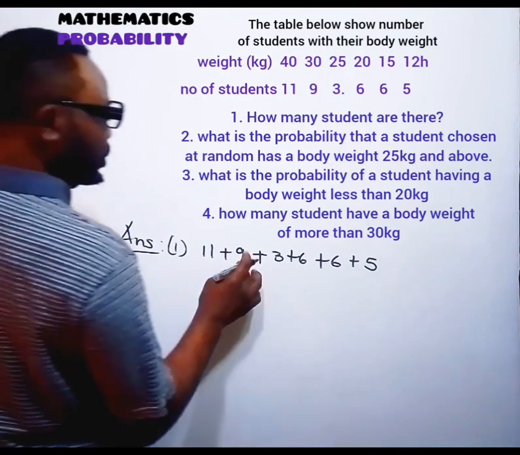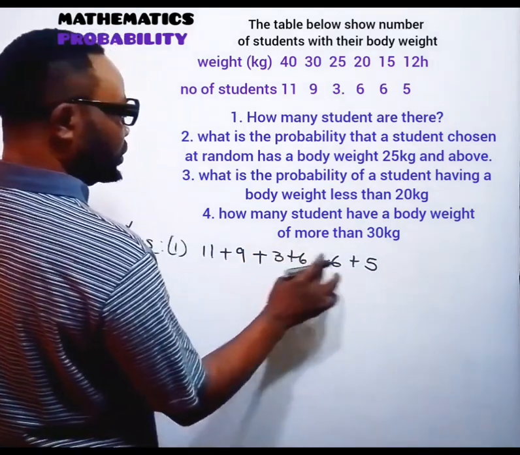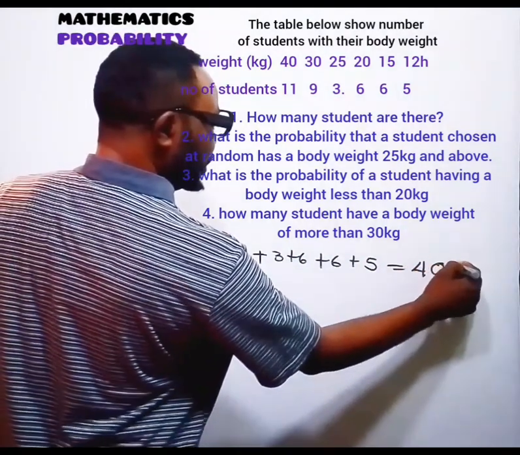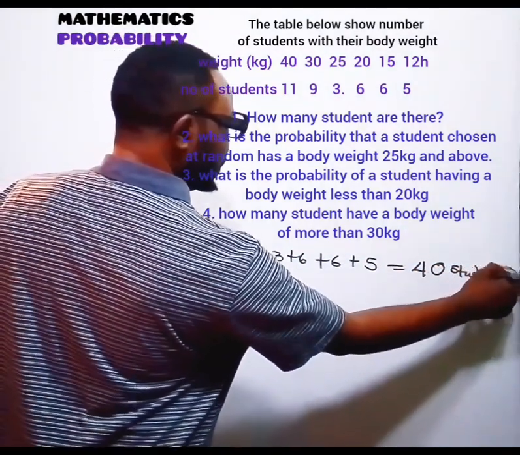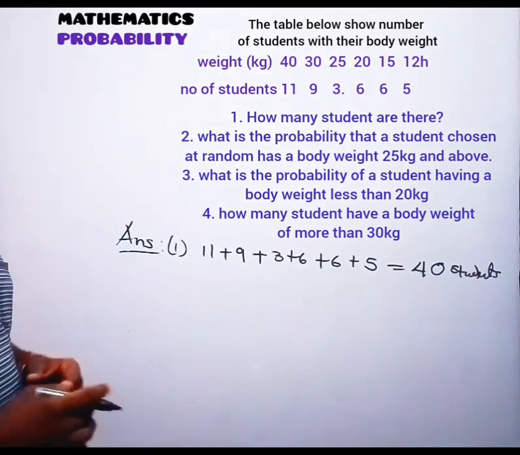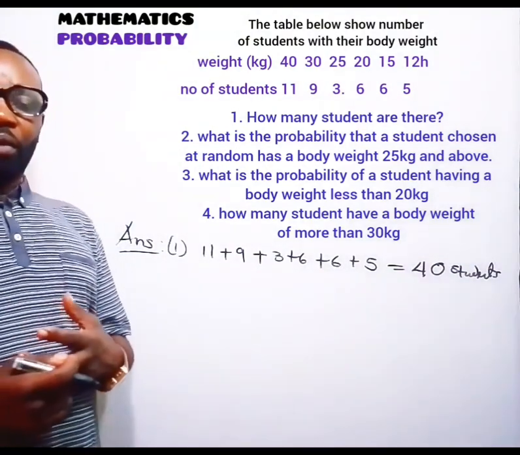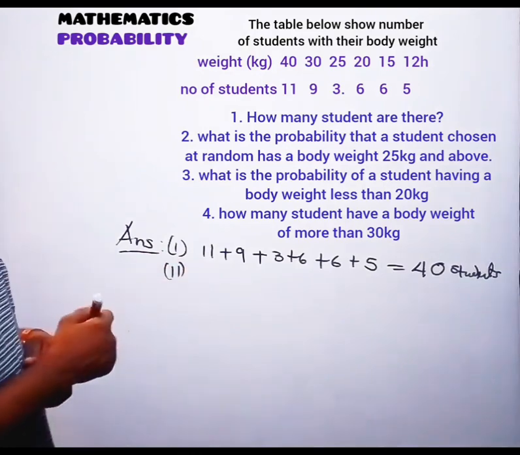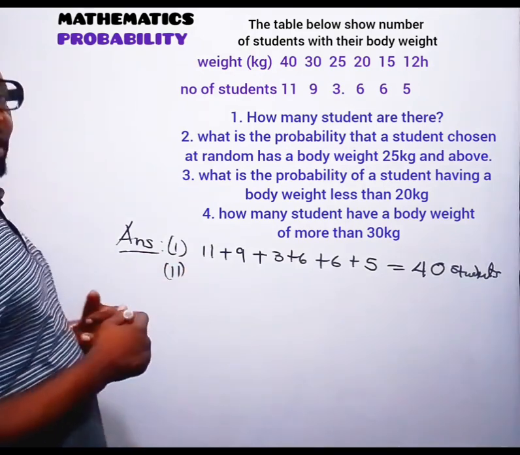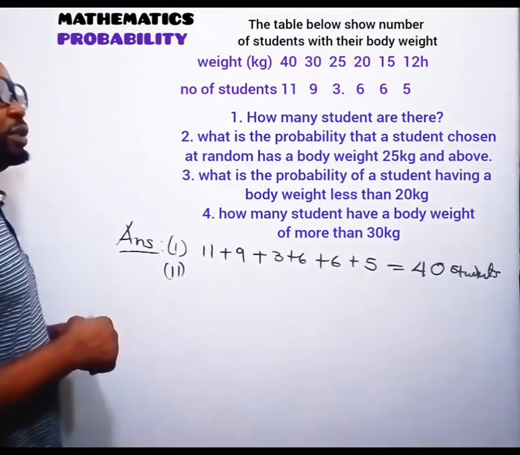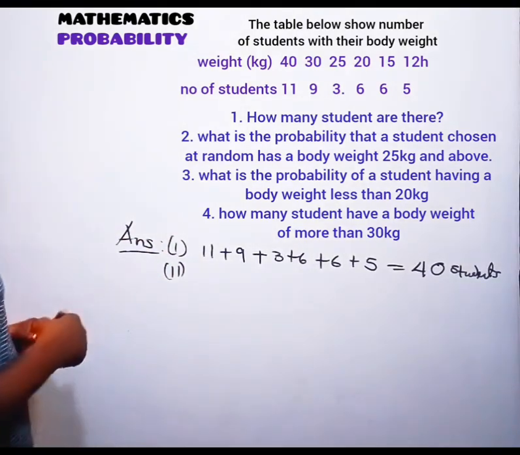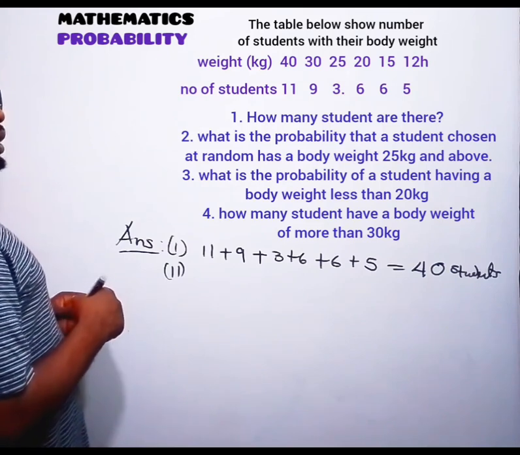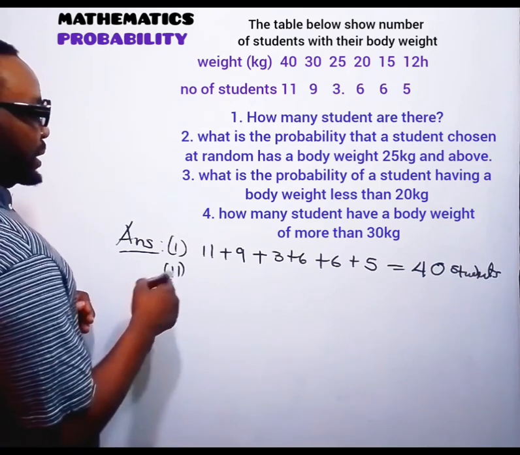So which is going to be equal to 20 + 23 + 29 + 35, which is going to be equal to 40 students. We have 40 students all together in that school. Now, the next question says, if a student is chosen at random, what is the probability that the weight is 25 kilogram and above?